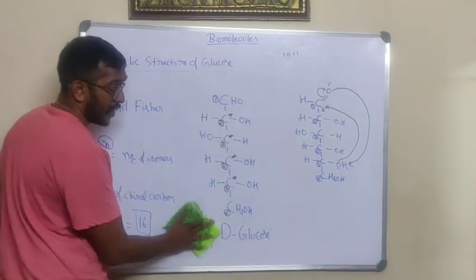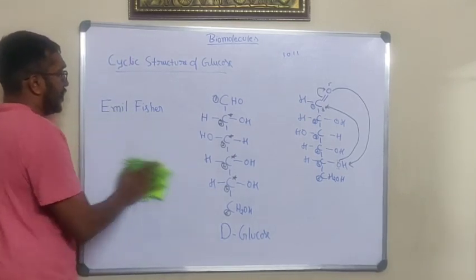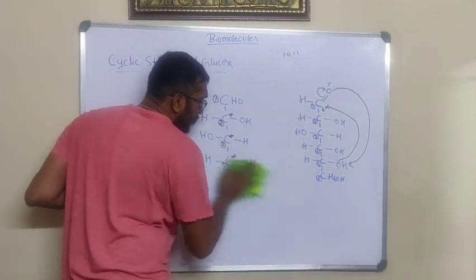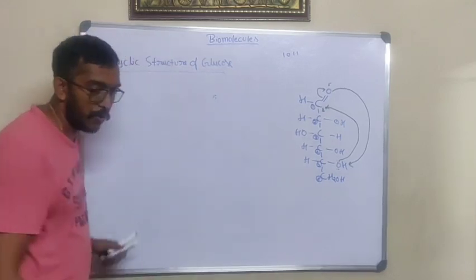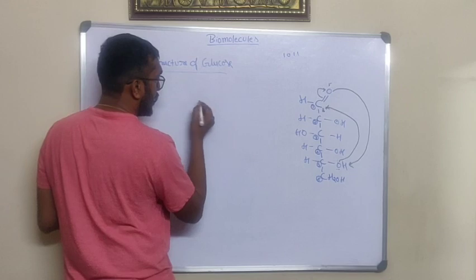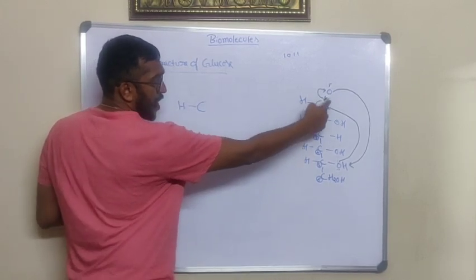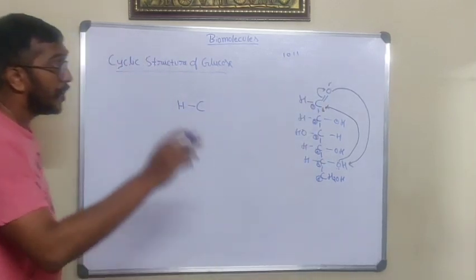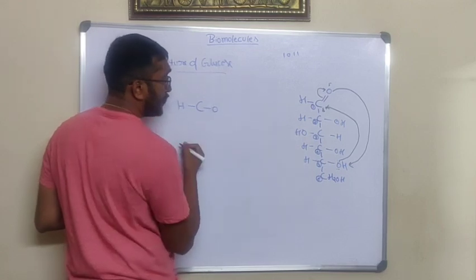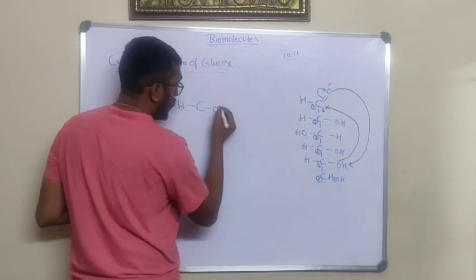I am going to erase this. Hope you have copied. This is all not required. Now, what is going to happen here? See here, carbon number 1 is bonded to hydrogen, correct? The double bond oxygen will be converted into a single bond oxygen. So I am going to write here a single bond oxygen. This oxygen abstracts the hydrogen here. This hydrogen. So OH.